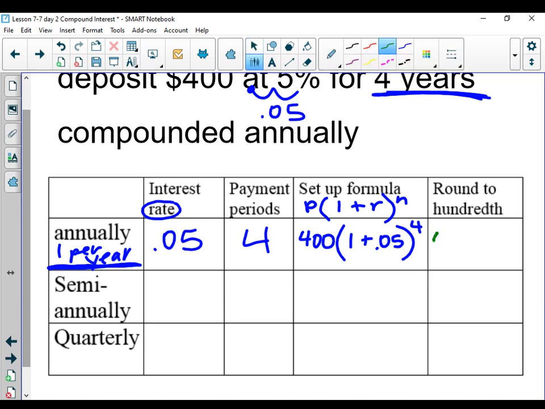So I'm seeing a lot of people get 486.2025. But round. Money doesn't have this many decimal spots. So the 2 tells the 0 to stay.